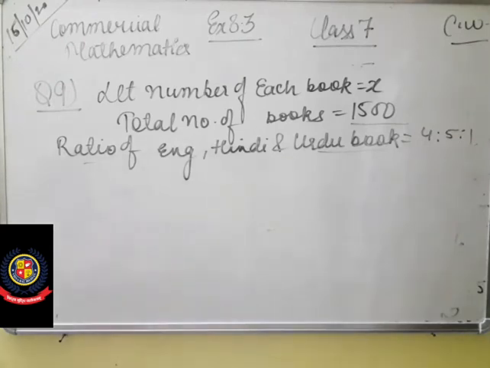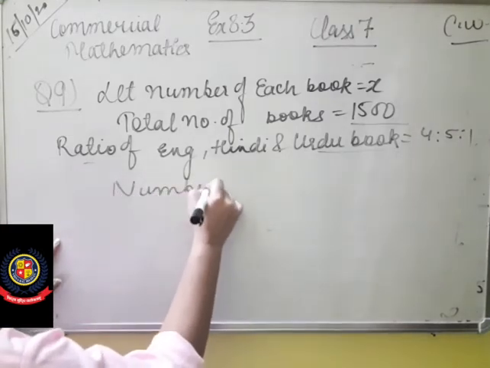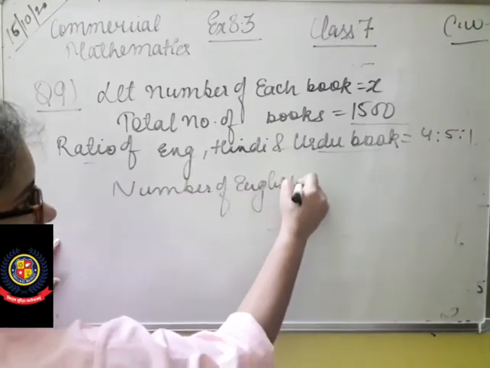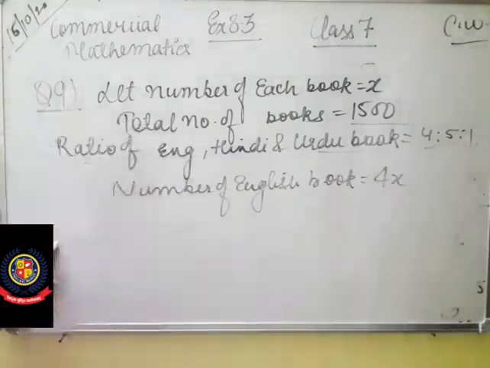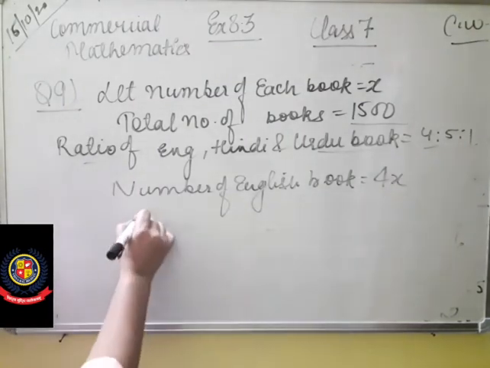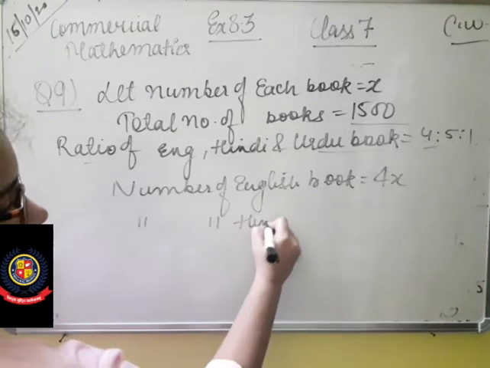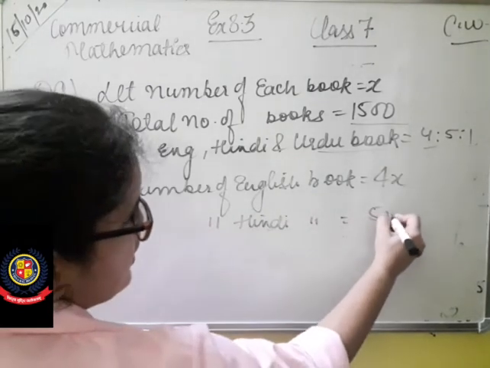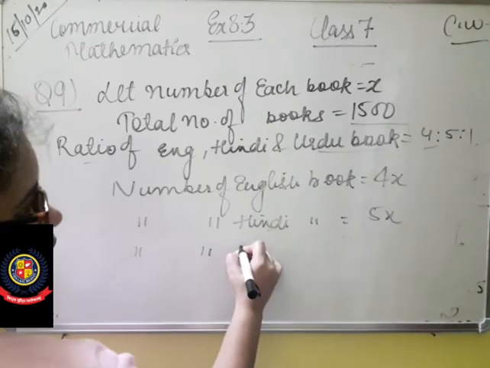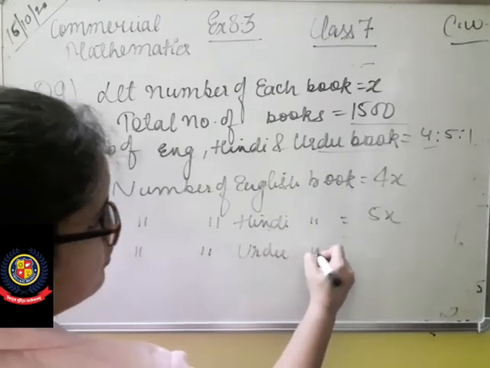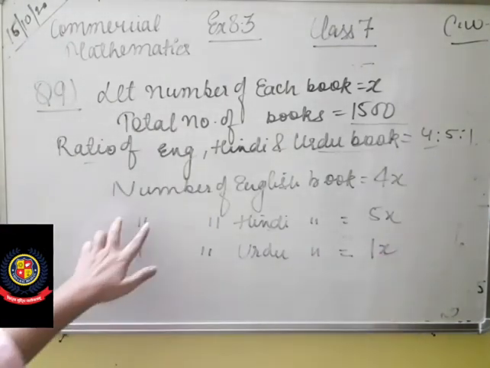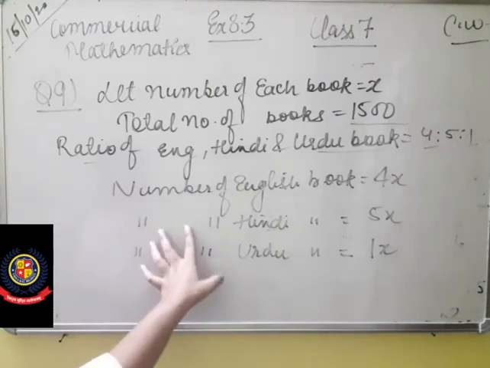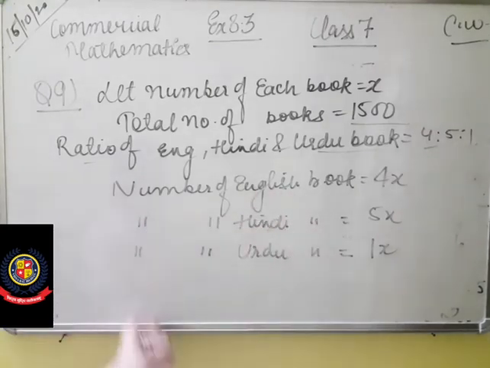So number of English books will be 4x, because we have to remove the ratio, then we have to write the variable with it in the multiplication. Similarly, number of Hindi books, it is 5x. So number of Urdu books is equals to 1x, or you can write it as x also. So you will not write this dash, this is number of, you will write in the notebook number of Hindi books. Is that clear? Number of Urdu books is equals to 1x.